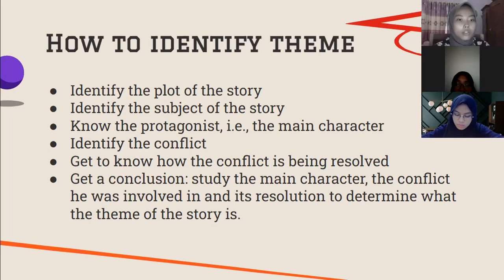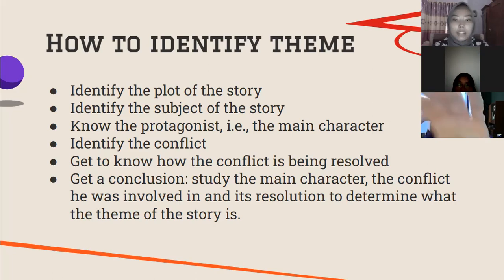The third one, know the protagonist or the main character. Knowing and analyzing the protagonist is very important in identifying the theme of a story. Identify and list both the physical and non-physical attributes of the protagonist, and it will help you complete a hint to find the theme.